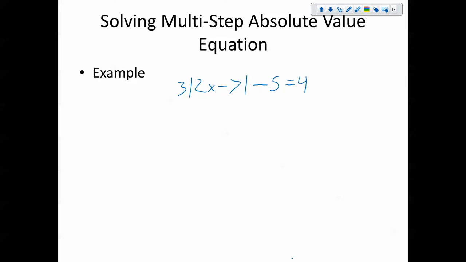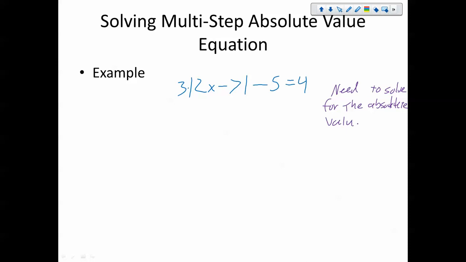This one is more complex. Look, we have operations happening outside of the absolute value, right? This is 3 times the absolute value of 2x minus 7, minus 5 equals 4. We have to do some things before we split it up, okay? So before we split it up, we need to solve for the absolute value.